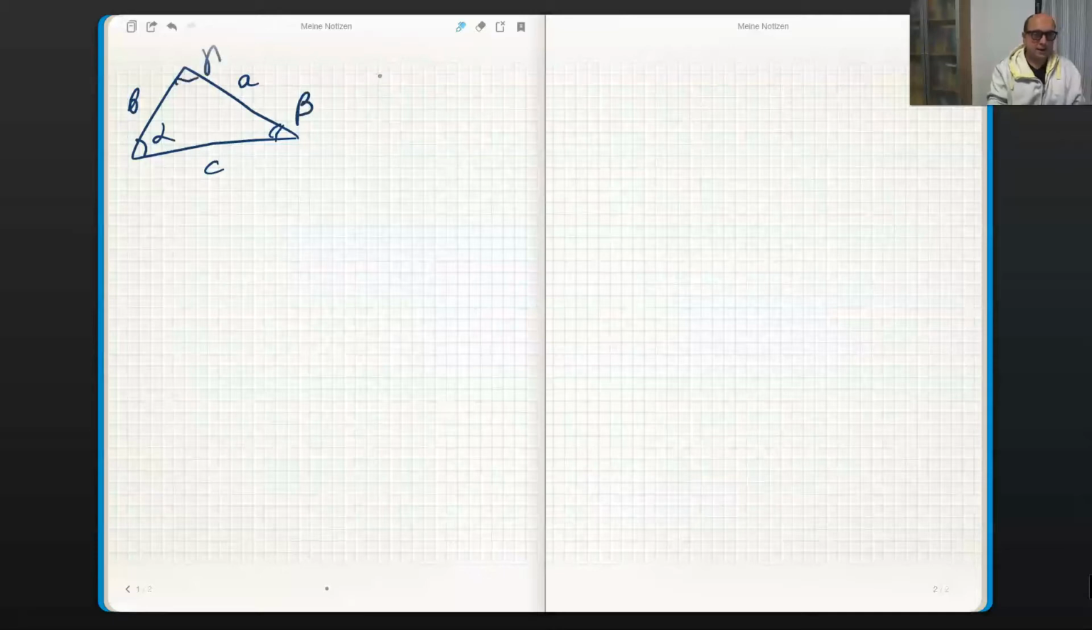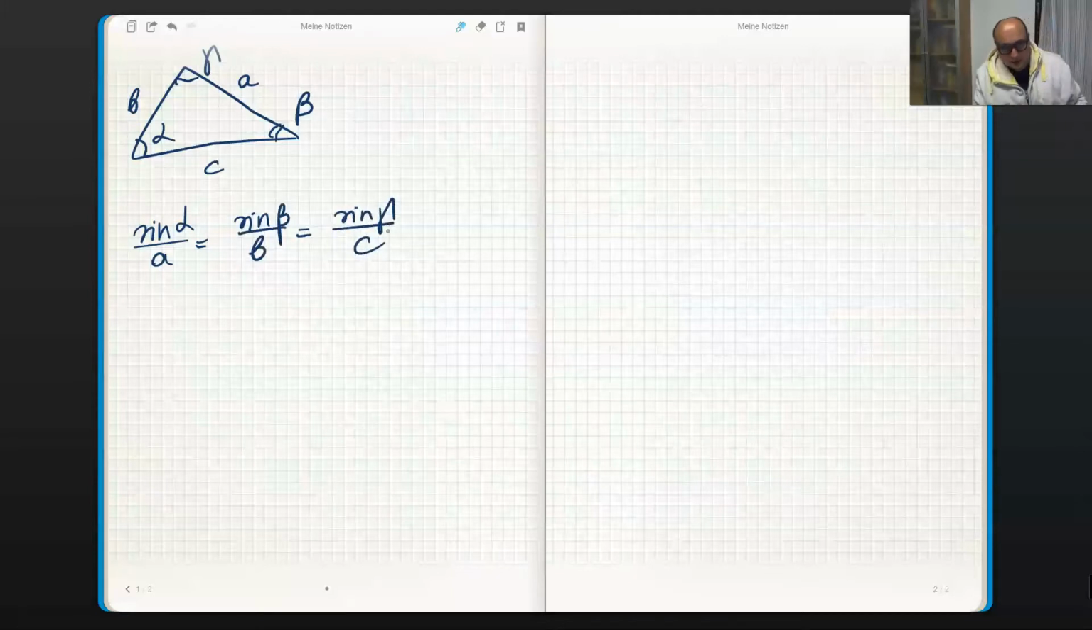All right, in every triangle, sine of alpha divided by A is equal to sine of beta divided by B is equal to sine of gamma divided by C. So this is the idea, and if you see it for the first time, you're kind of wondering, because you say, well, okay, this works in every triangle, but we define sine and cosine only in right angle triangles.